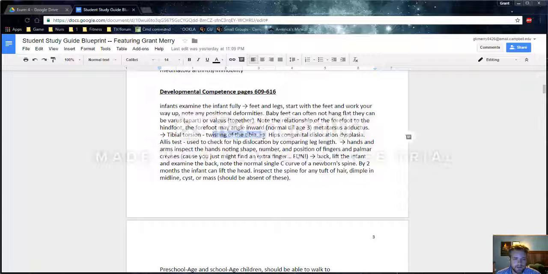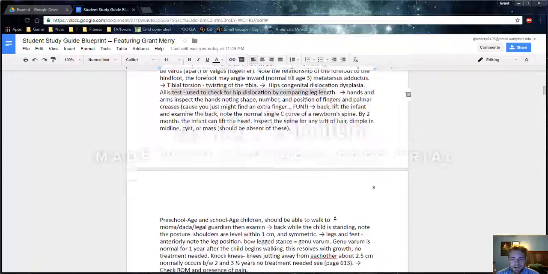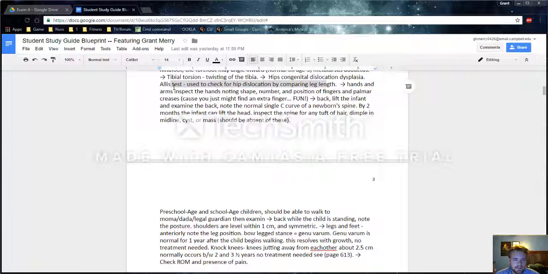Tibial torsion is twisting of the tibia, which means the leg isn't exactly straight at the shin, because the tibia and the fibula make up the shin. Hips: congenital dislocation is dysplasia. The Allis test is used to check hip dislocation by comparing the legs' length at a centimeter apart. So that's the Allis test.